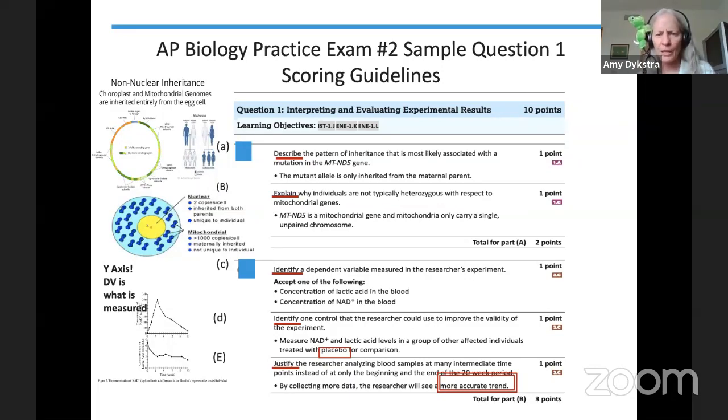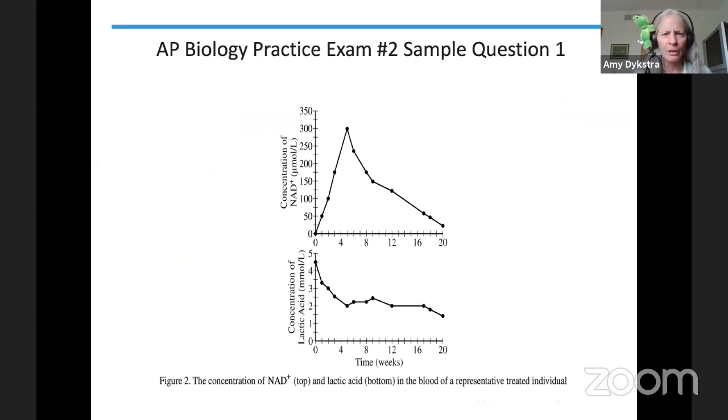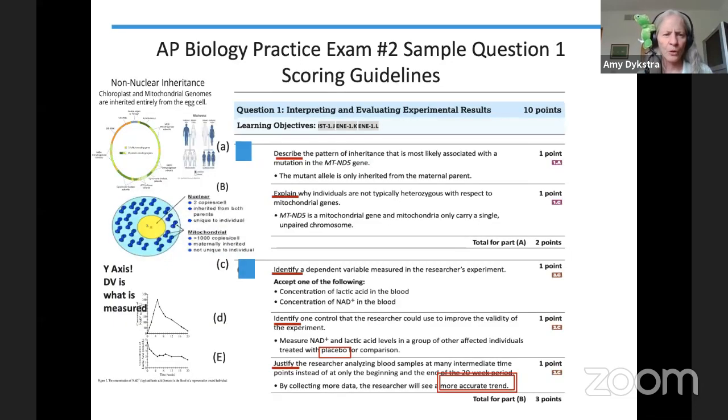Maybe, Ms. Kadea, if we could skip back to the graph so we can see this a little bit bigger. You can see what's on the y-axis there is concentration of NAD+ for the top graph, or concentration of lactic acid. So we would accept either one of those answers. You would only have to give one because we've only asked for one. So concentration of lactic acid in the blood or concentration of NAD+ in the blood. Ideally, you would write this out as a complete sentence, but we are just looking for that one thing.